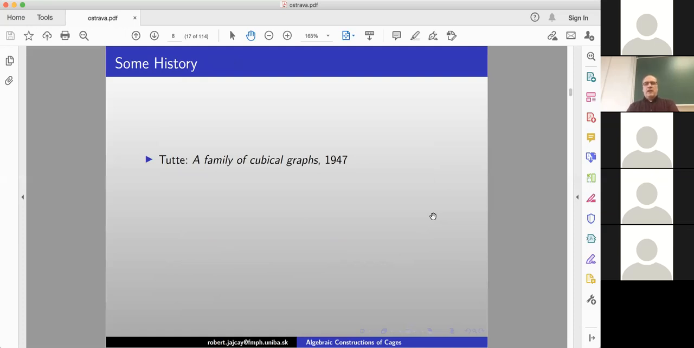Officially, people think of the problem starting in 1947 with a paper of Tutte on a family of cubic graphs. So that Tutte graph appeared in that paper. That was in 1947. After that, there was not much activity on the problem. Then in the 1960s, Hoffman and Singleton came up with an idea they learned from their colleague Moore, and they spoke about the Moore graphs, and that is the official start of looking for the best possible graphs.